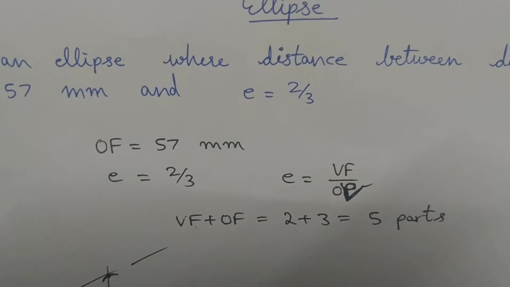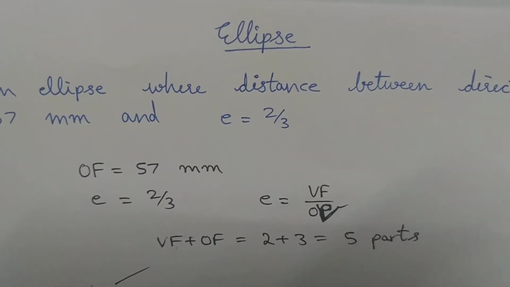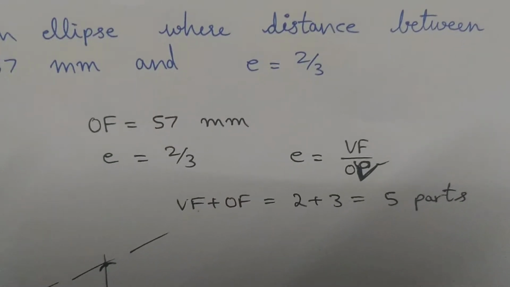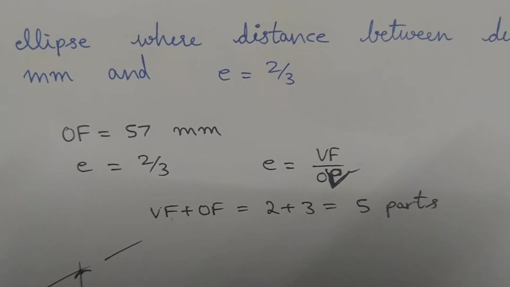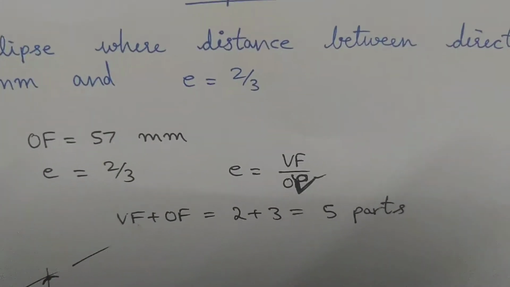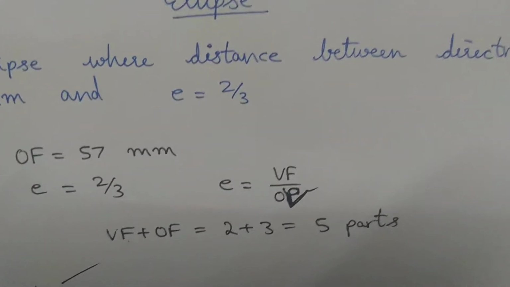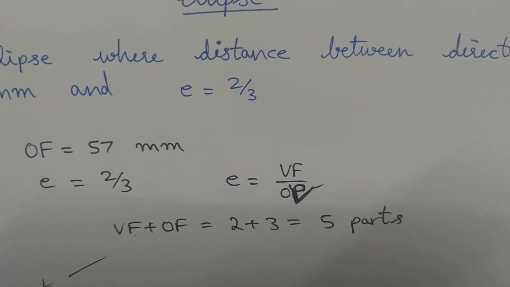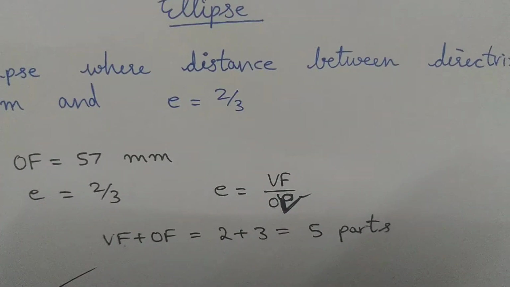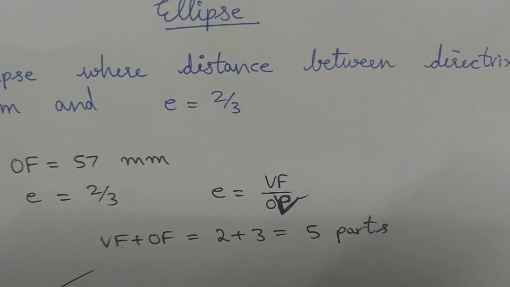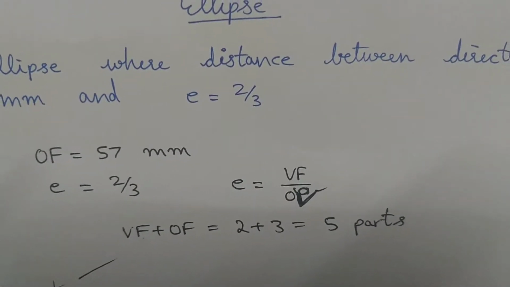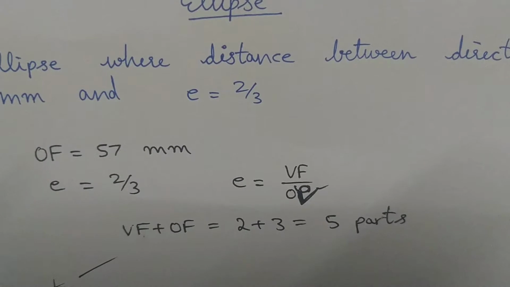So O is basically the point where the directrix meets the axis, so OF is equal to 57 millimeters. Eccentricity is equal to 2/3, which is also equal to VF divided by OV. VF is nothing but the distance between the vertex and the focus, and OV is the distance between the O and the vertex. We have learned this in part 1. So VF divided by OV is equal to 2/3.